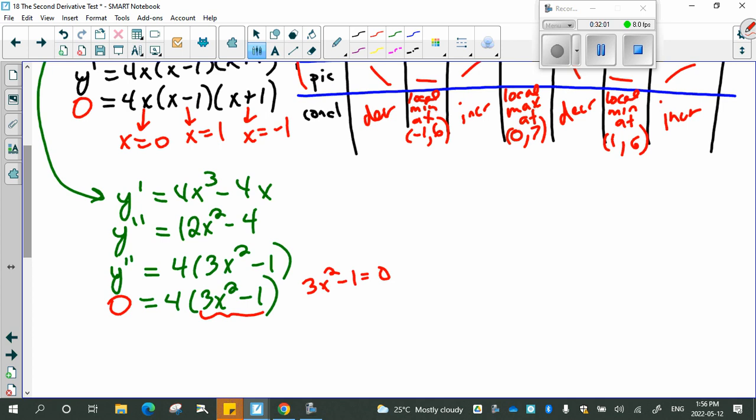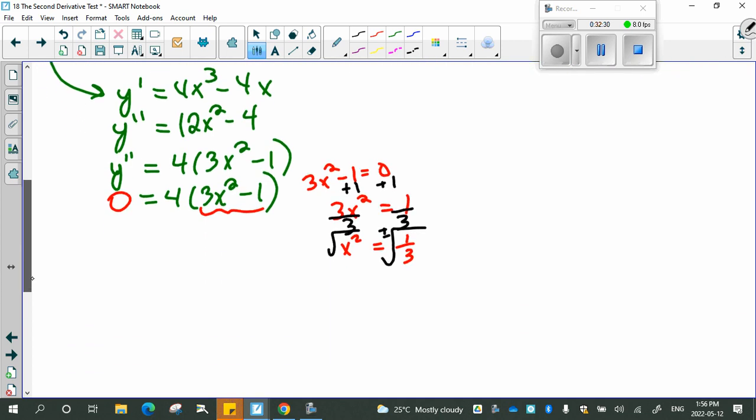How do I get x by itself? What do I do first? Add 1 to both sides? Not yet. Divide by 3. Square root, and what's special about quadratic equations? How many solutions do they usually have? 2, plus or minus. Okay, so I'm solving that kind of mini grade 10 equation there.